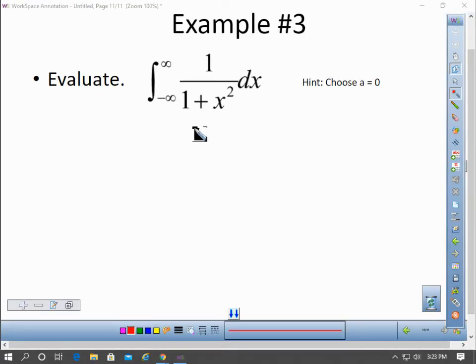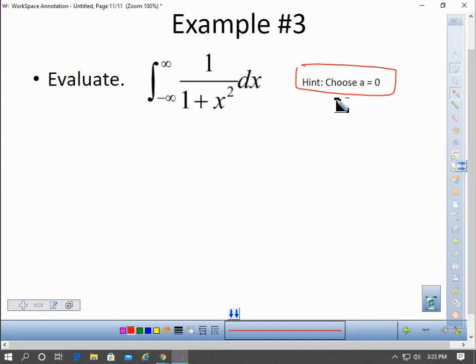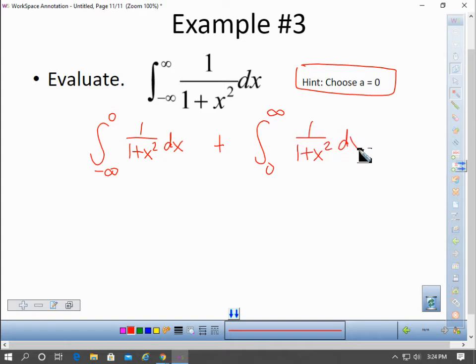All right, so now here's an example of one where you have infinity on both ends. Okay, and I'm even telling you, choose your a value to be 0, because that's typically what I choose all the time. So what I'm going to do is split this up into the integral from negative infinity to 0 of 1 over 1 plus x squared dx, plus the integral from 0 to infinity of 1 over 1 plus x squared dx. So I'm splitting this integral up, since it's got infinity on both ends. I'm going to split it up into 2 separate integrals, and I'm going to choose my splitting number as 0. That's where I'm going to split this interval, and now we're going to do each part individually.